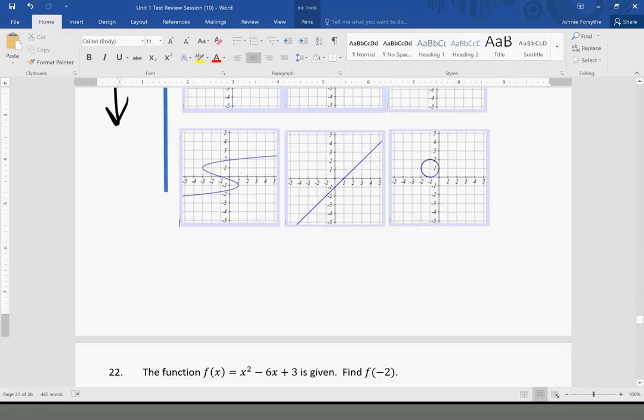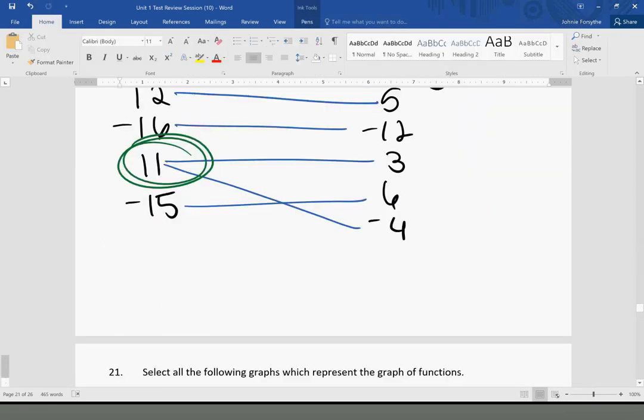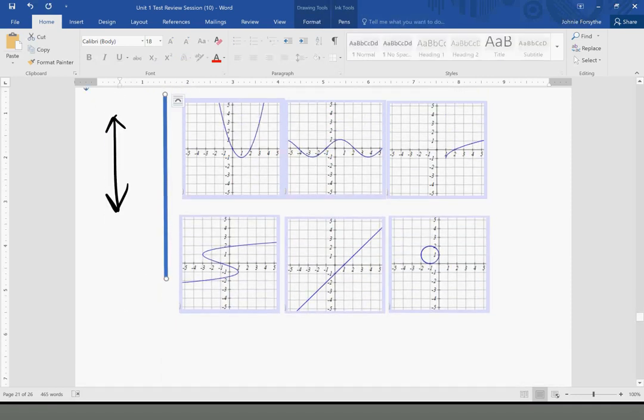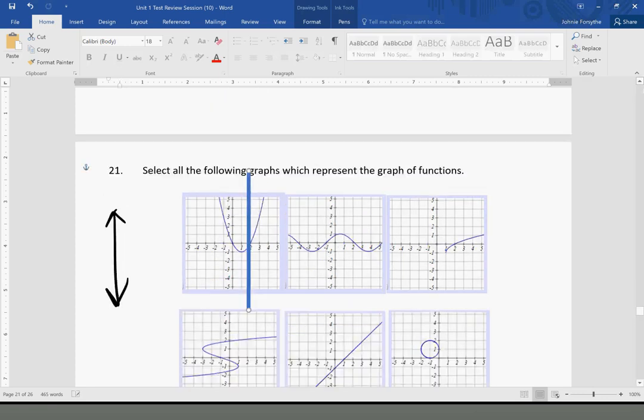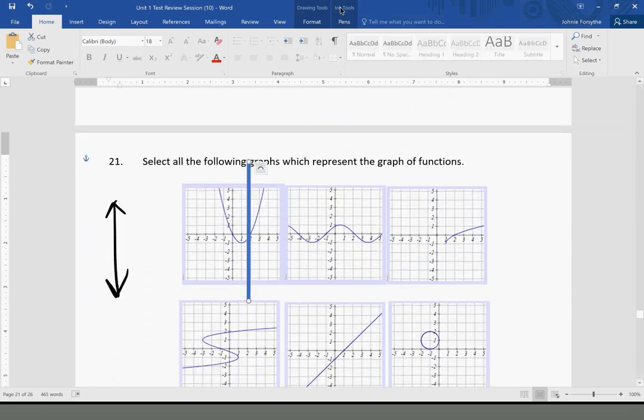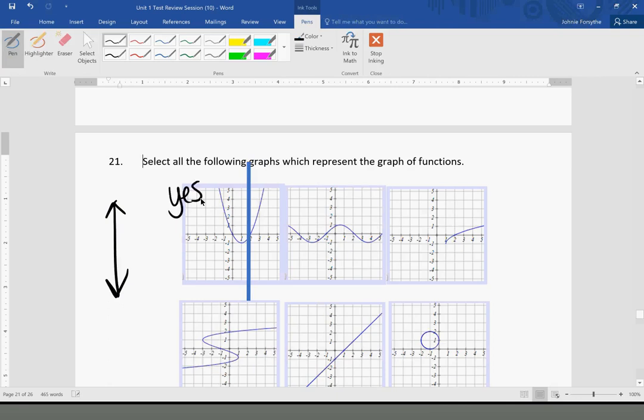Okay. All right, so let's use this as our example. All right, this is our vertical line. There's nowhere when I cross this graph, this parabola, that it crosses this vertical line twice at one time. So this graph here is a yes. That's a function. Okay, let's look at the next one.